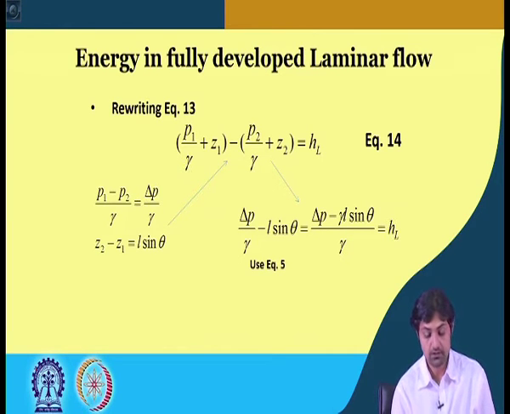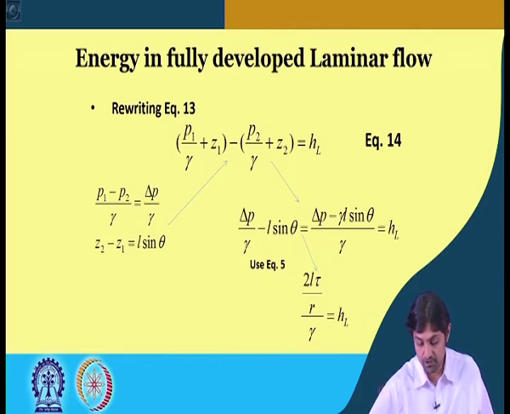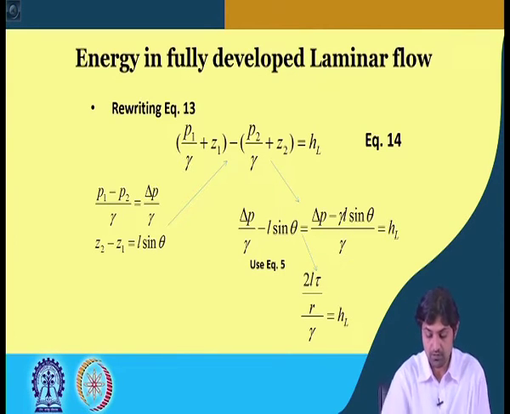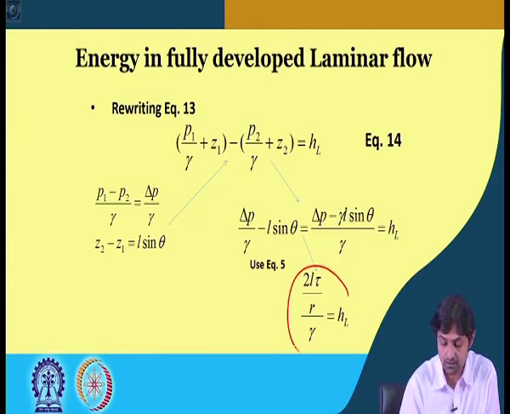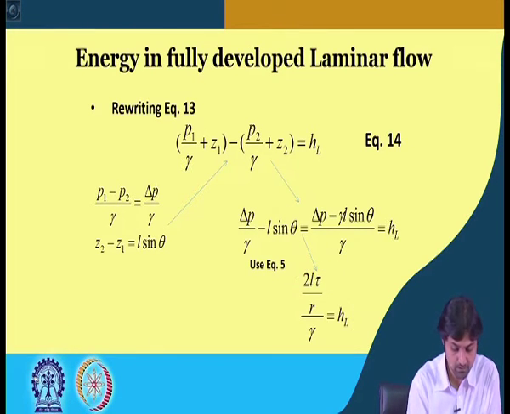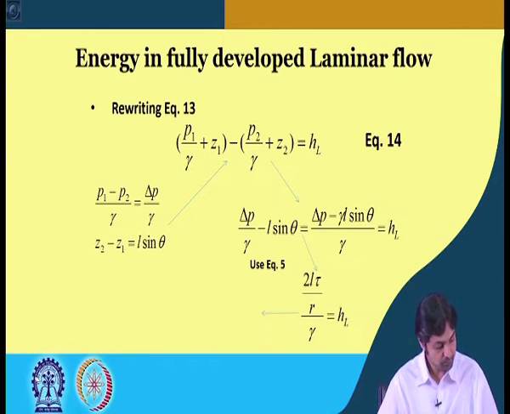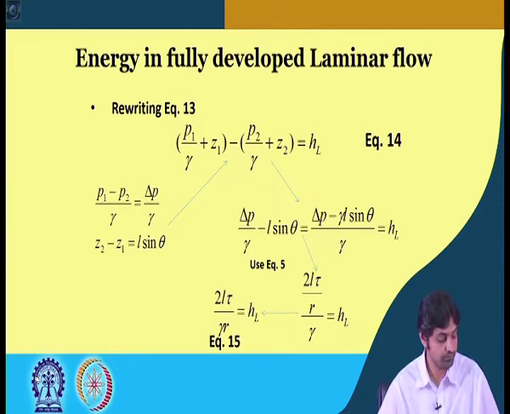Now, if we use equation 5, you remember what equation 5 was? Then delta P minus gamma L sin theta using equation number 5 can be written as 2 tau L by R. This will be the head loss. And then head loss can be simply written as 2 tau L by gamma R. This is equation number 15.